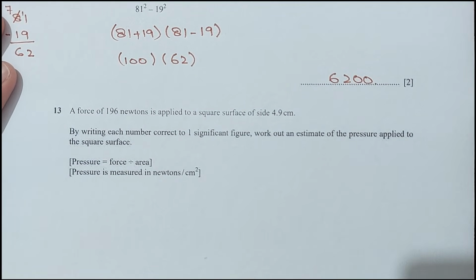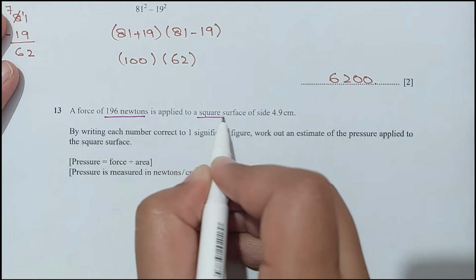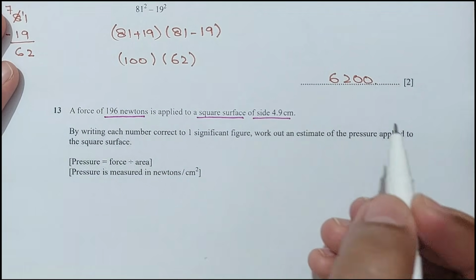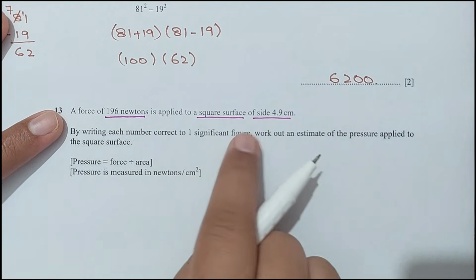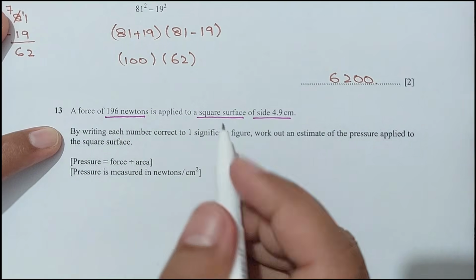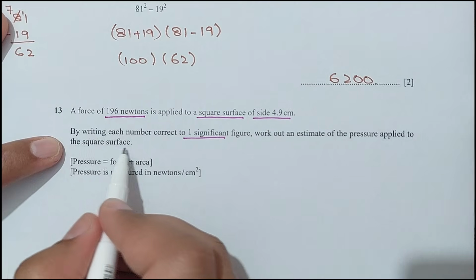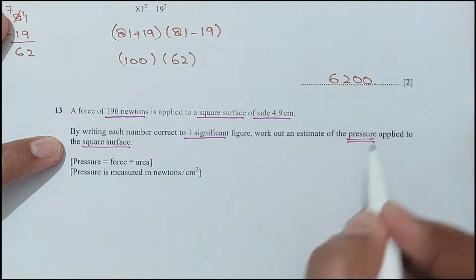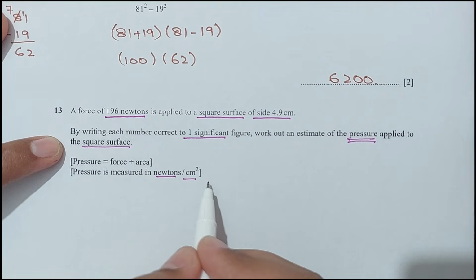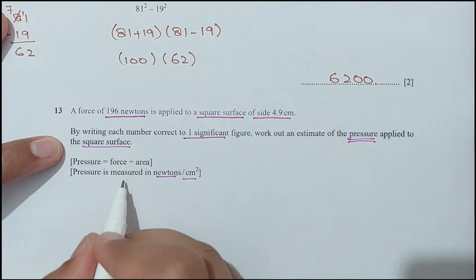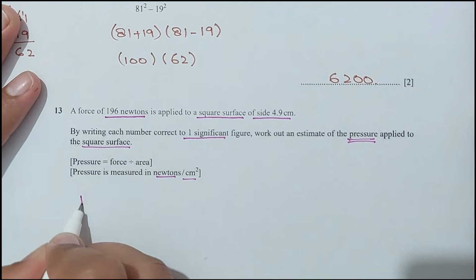Question number 13. A force of 196 newtons is applied to a square surface of side 4.9 centimeters. This force is applied and the surface is a square, right? By writing each number correct to one significant figure, work out an estimate of the pressure applied to the square surface. The pressure we have to find. The pressure is force over area. Pressure is measured in newtons per centimeter square. The force would be in newtons and the area should be in centimeter square. Okay, that is pretty simple.